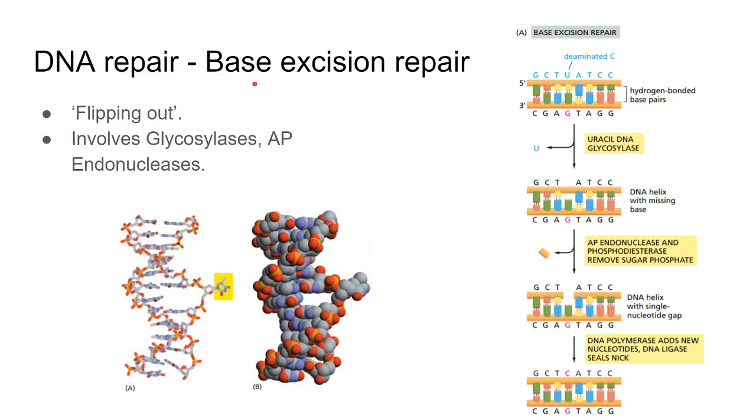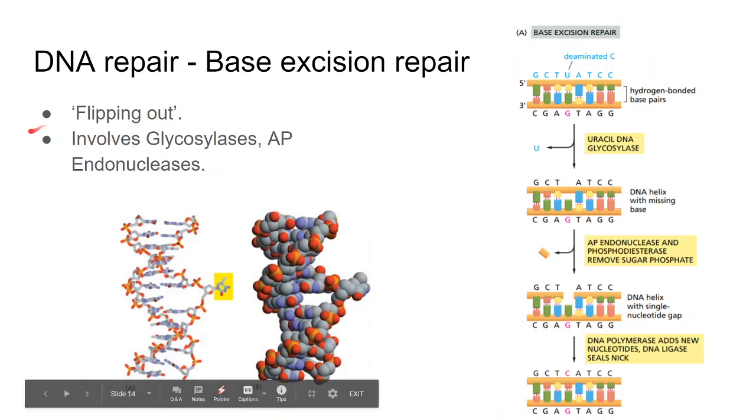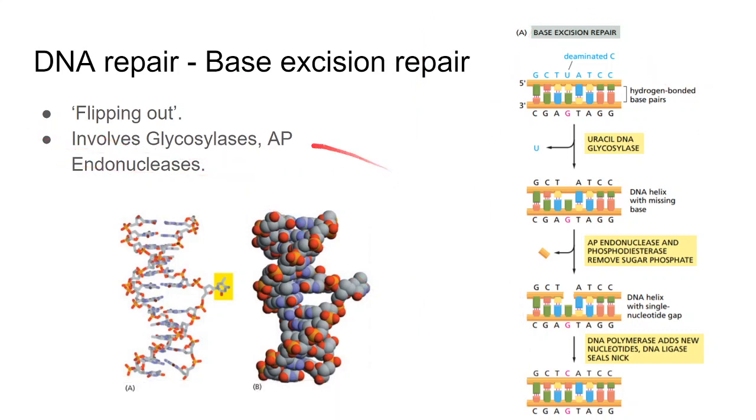So how do you repair these damages? You have multiple mechanisms for repair. One mechanism is the base excision repair. What this name tells you is that excision means to remove something, to cut out something, and base excision repair means it removes a base, it cuts out a specific base. So this will remove one base and fix it. This is your entire process. It involves glycosylases and AP endonucleases. These are names of enzymes which are important for the process.